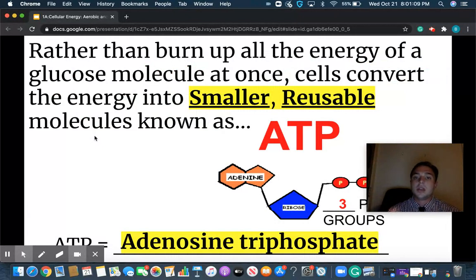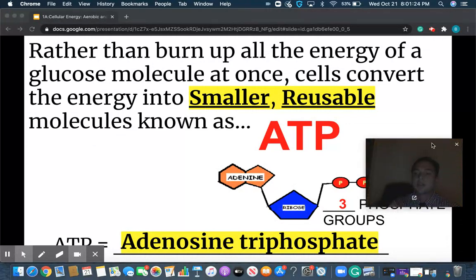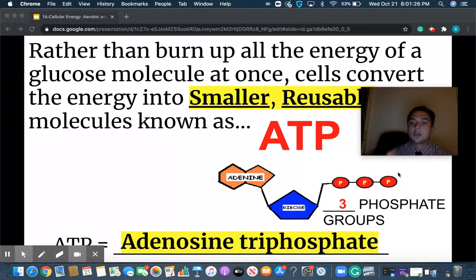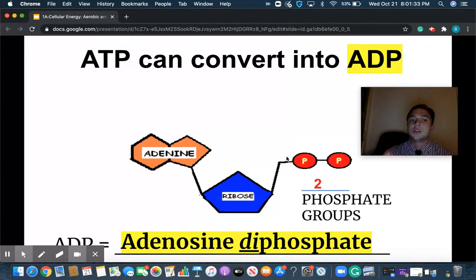So rather than burning up all the energy of one glucose molecule at one time, cells convert that energy into smaller reusable molecules known as ATP, or adenosine triphosphate. And one unique characteristic of this molecule is that it tends to store a significant amount of energy between the second and third phosphate groups. And the reason is because this plays a role in ATP's ability to convert itself into another molecule.